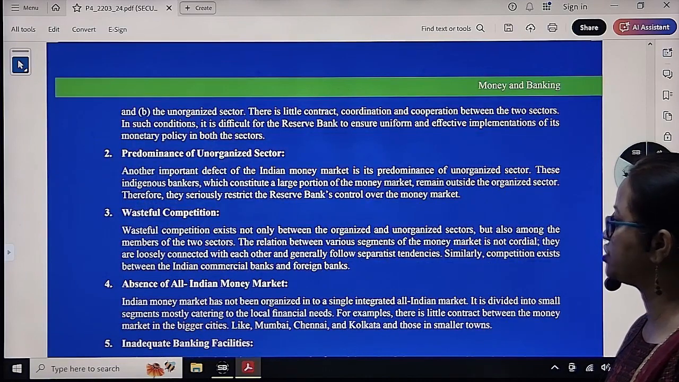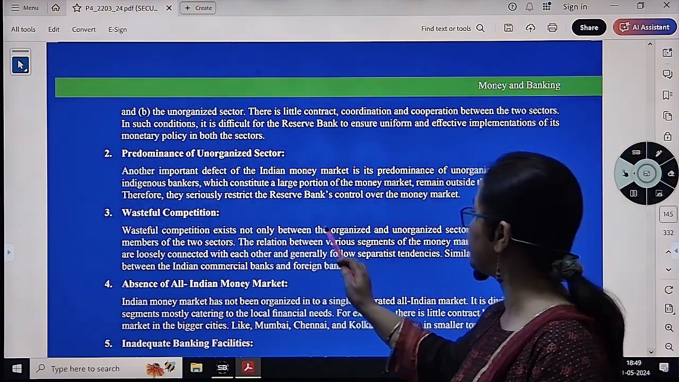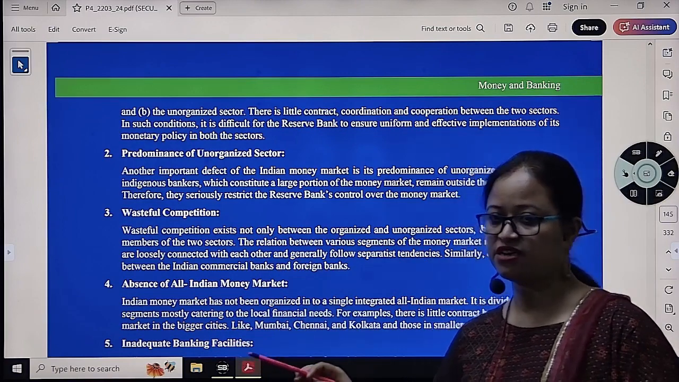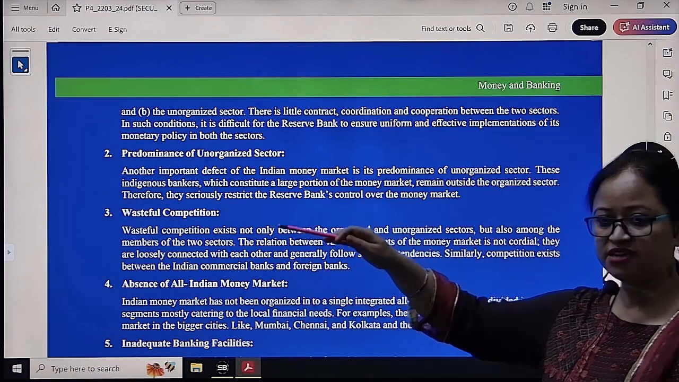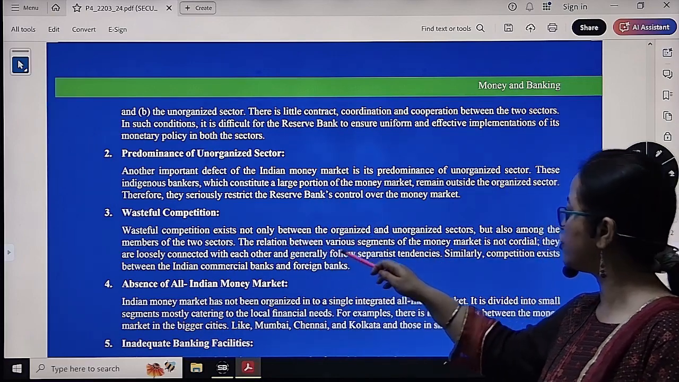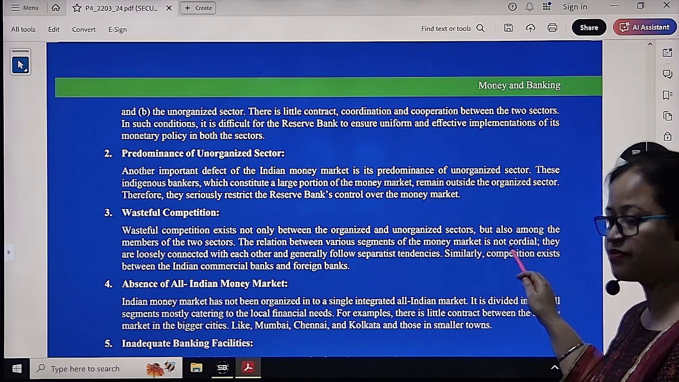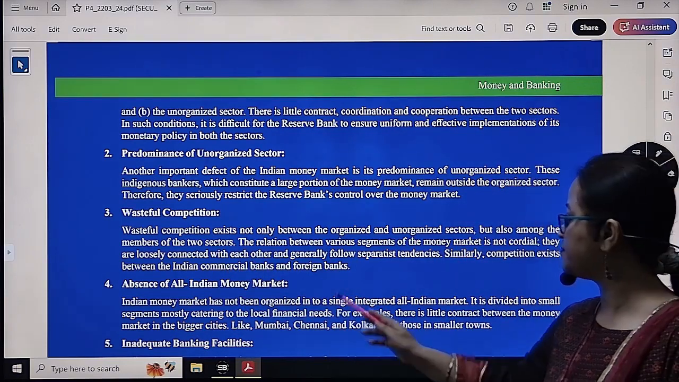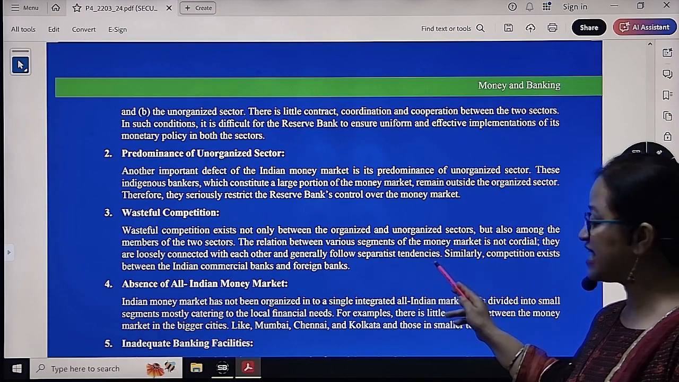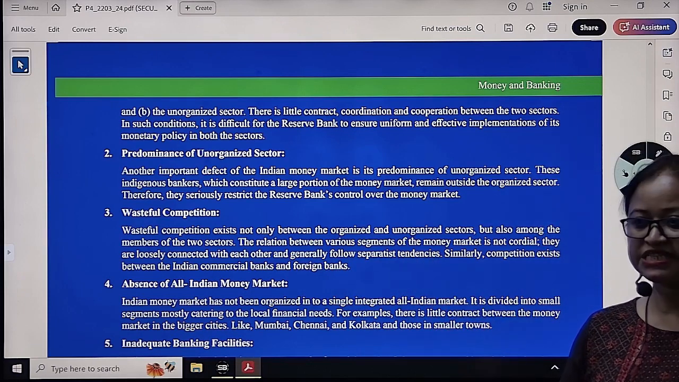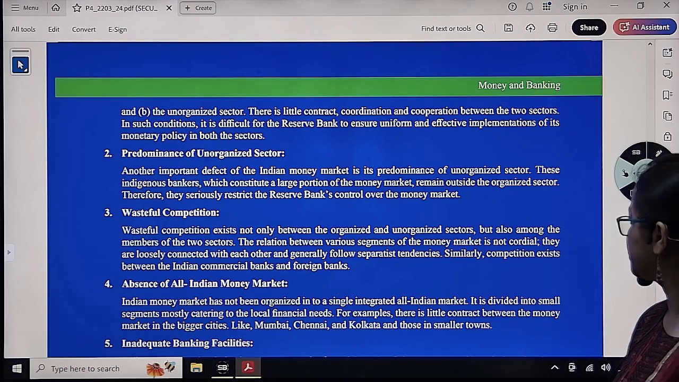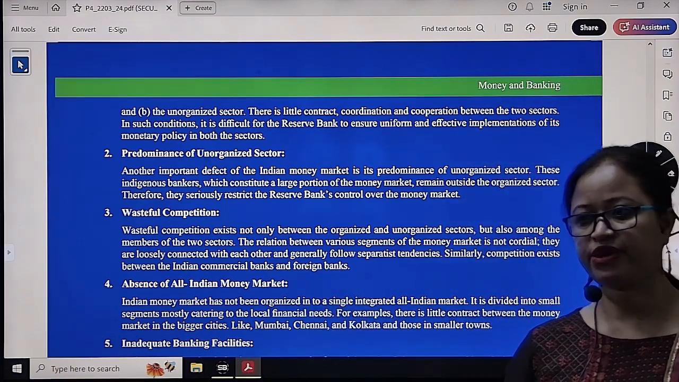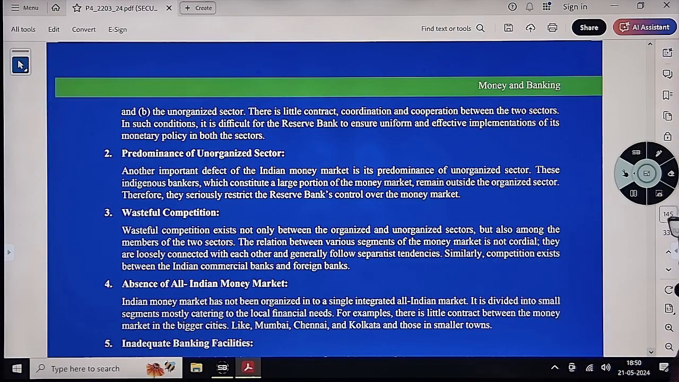Then, wasteful competition. Wasteful competition exists not only between the organized and unorganized sectors, but also among the members of the two sectors. The relation between various segments of the money market is not cordial. There is no coordination. They are loosely connected with each other. There is no cooperation. They generally follow separatist tendencies. The unorganized sector follows its own rules and regulations. Similarly, competition exists between Indian commercial banks and foreign banks also. So there is competition in the organized sector as well.